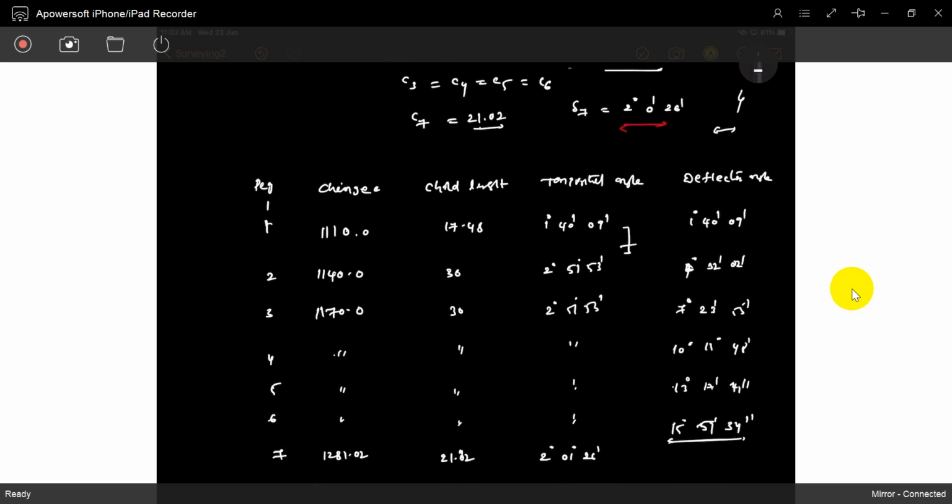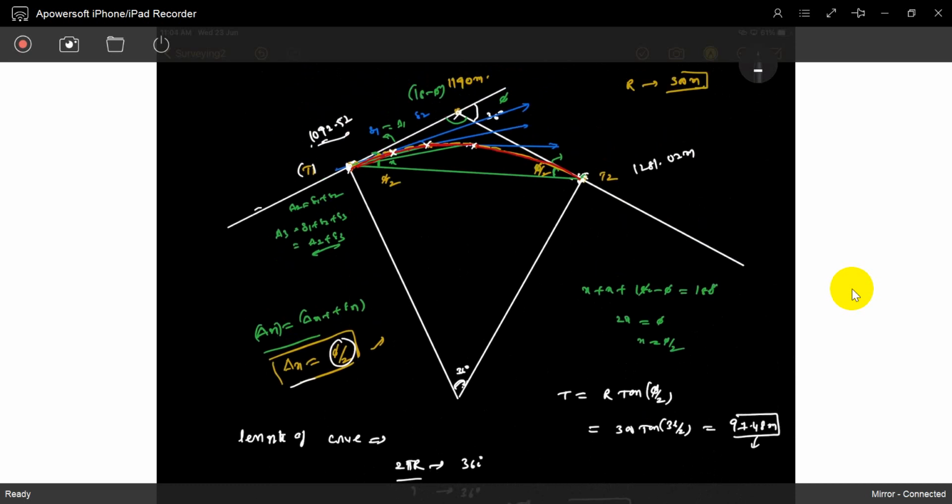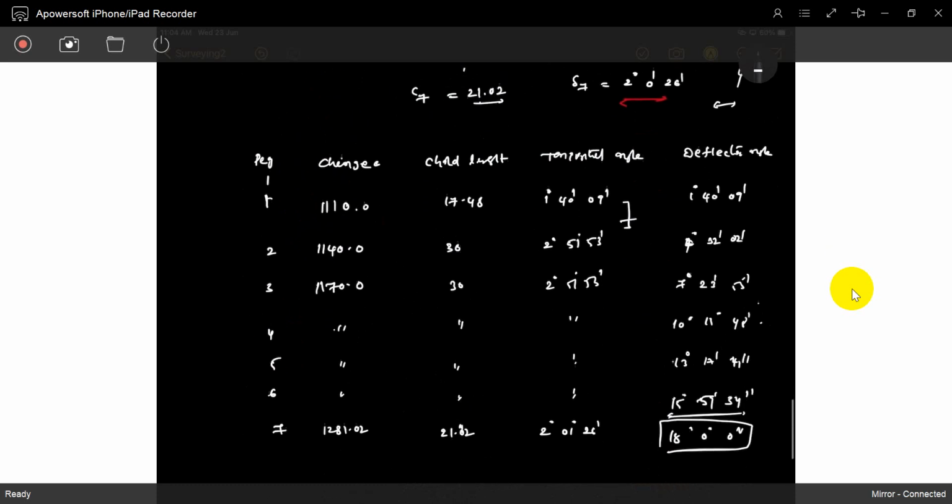somewhere, missing 4, 7, 10, 13, 15. It will reach 18 degrees 0 minutes 0 seconds. So what is that 18? 18 is half. See, this is 36. So what is this? 18. So total deviation angle is 18. Understood? So that's it. It will reach 18.